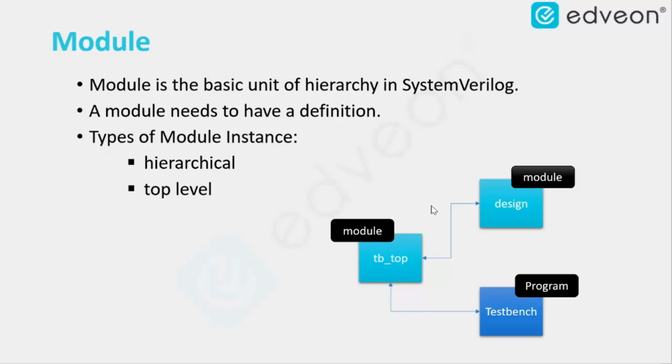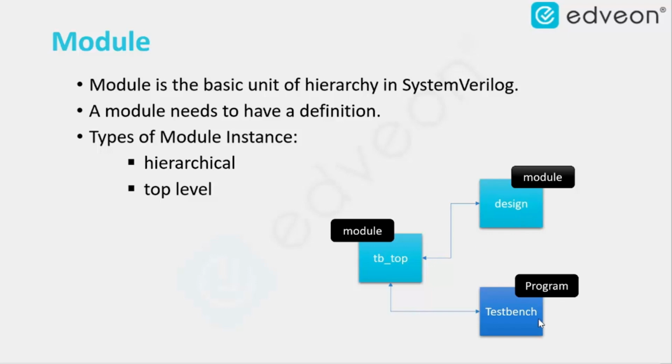Given here is an illustration of a typical test environment or test bench. Typically there will be a top which will instance the design code and the verification code, and then it will have connections between design and the verification code. Here you notice the TB top is the top file, and that is a module. The design is also a module. The TB top is instanced as top level instance, and the design is instanced hierarchically within.